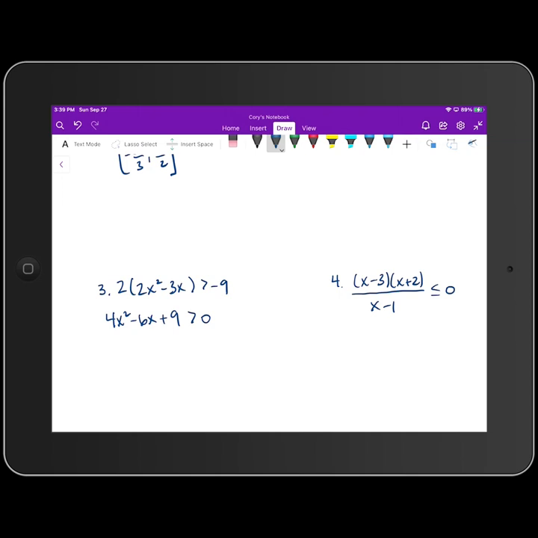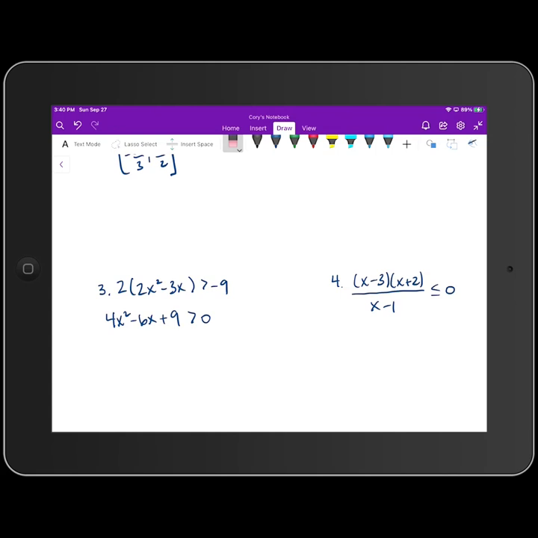Okay, so we want to attempt to see if we can factor this. So to factor, I need to take the product of the leading coefficient and the constant term. So 4 times 9 is 36. That goes on top. The coefficient of the middle term, negative 6, goes on bottom. So I'm looking for 2 numbers that multiply to give 36 and add to give negative 6. And there are no 2 numbers for which that occurs. Okay, so that means that that quadratic function is not factorable.